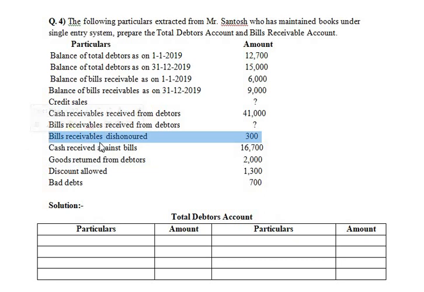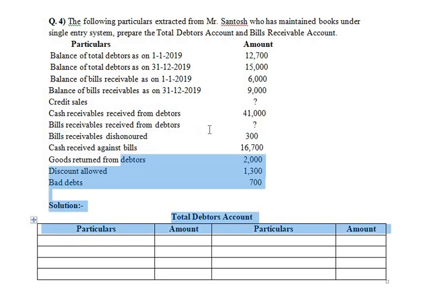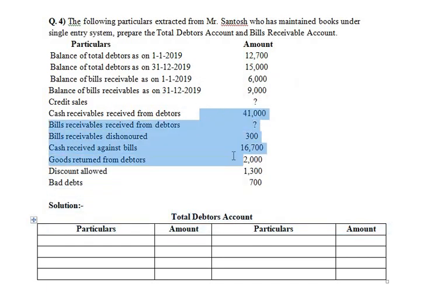Next, bills receivable dishonored is 300. Cash received against bills 16,700. Goods returned from debtors is 2,000. Discount allowed 1,300 and bad debts is 700. So this is the question. You got to prepare total debtors account and bills receivable account. Please write down the question and try to solve along with me. Write the entire question and let's solve together.